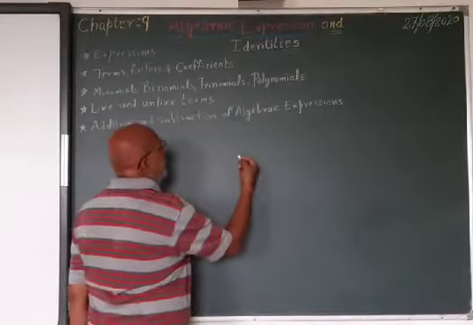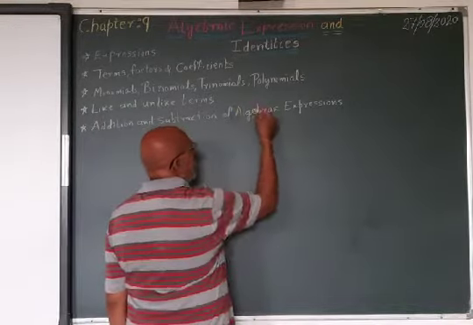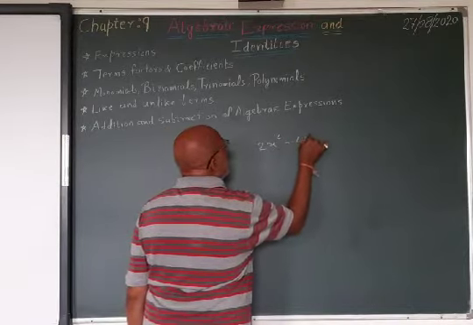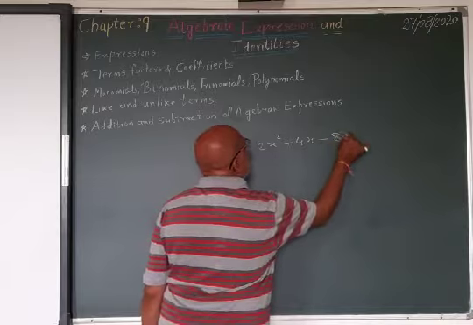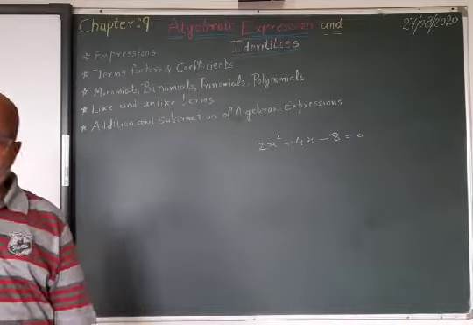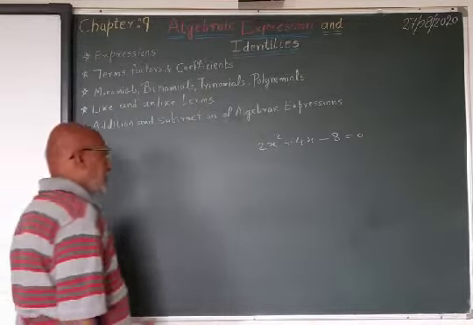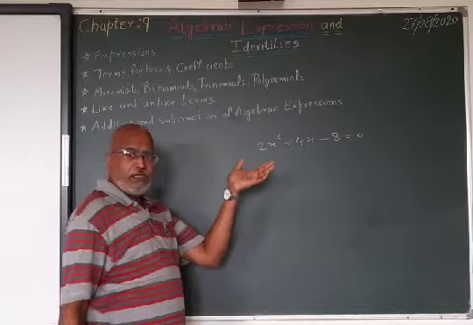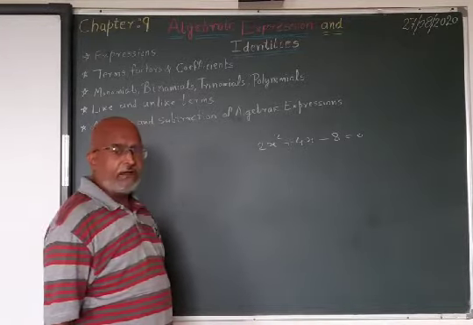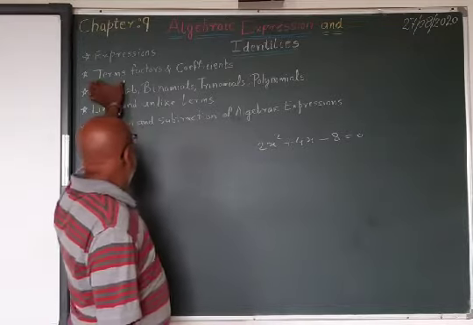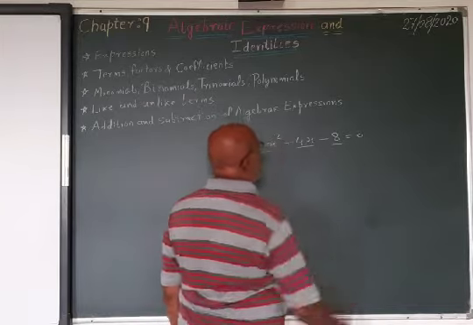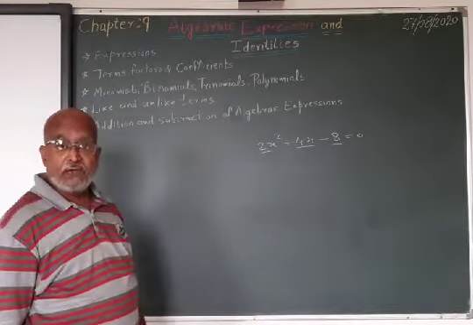Now term. If I write an algebraic expression, say 2x square plus 4x minus 8 equal to 0. Now this is an algebraic expression. Now what can be the factors? Now first we will see term. Now these individuals are called as terms.